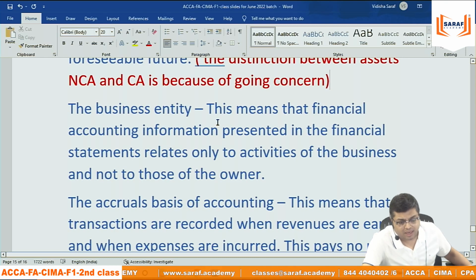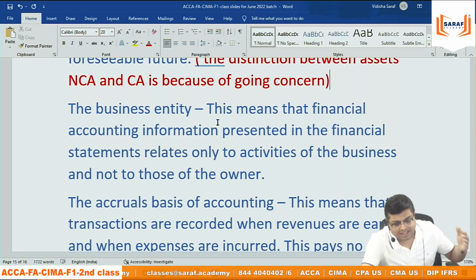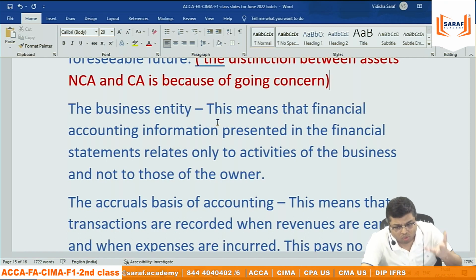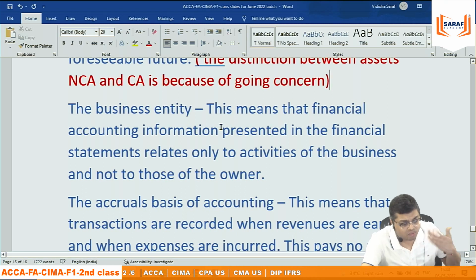Business entity, whether it's a sole proprietorship, partnership, company, the owner and the business are separate. Whatever the owner is giving to the business, in the business it is a liability, capital, equity, whatever you say.